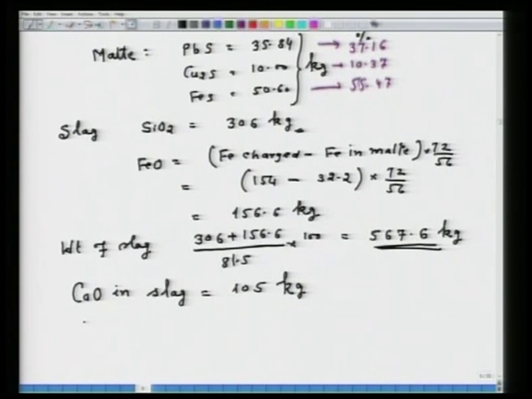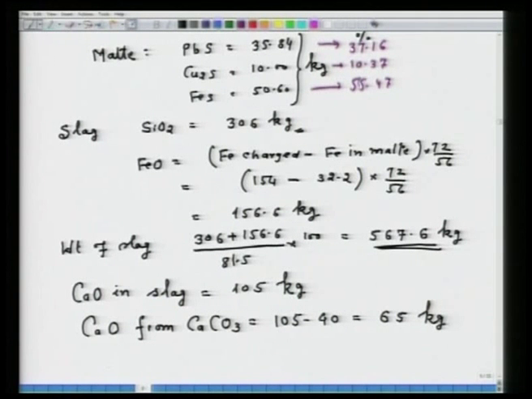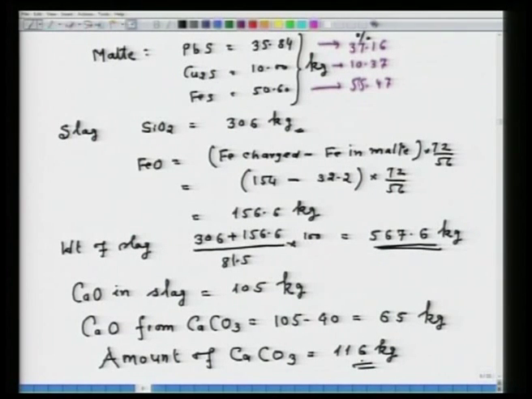Because again you have to do calcium oxide balance, because if you read the problem, it says the roasted ore has some 4% calcium oxide. So, calcium carbonate, that means CaO from CaCO3, that will be 105 minus 40, that will be 65 kg. So, as such, amount of CaCO3 will be equal to 116 kg. So, this is how the problems are to be tackled.